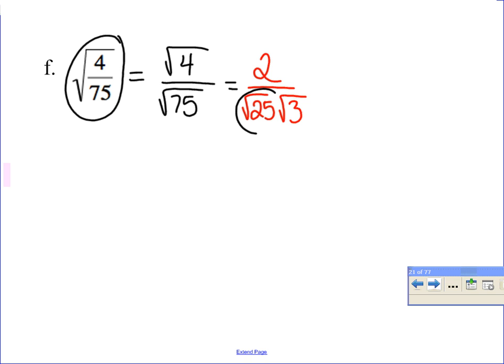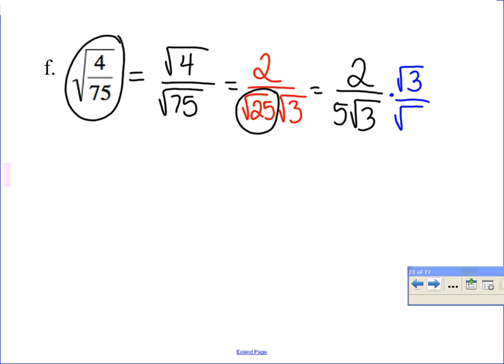So I'm going to circle the 25. We know that that's a perfect square. Okay. Let's take the square root of 25, which is 5, and rewrite the square root of 3 in the denominator. Okay, we're almost done. What do you notice about this problem at this point? Okay, good. I hope you said there's a radical in the denominator. We are not allowed to have that. So you need to multiply the numerator and denominator by square root of 3.